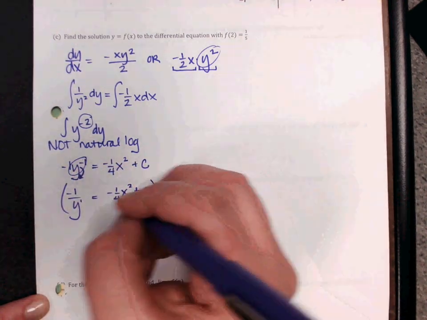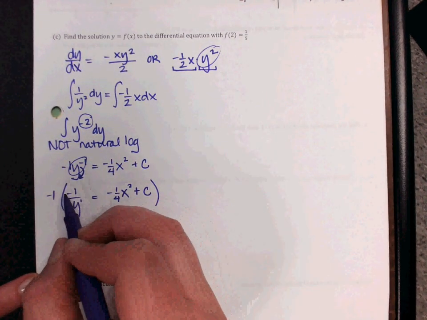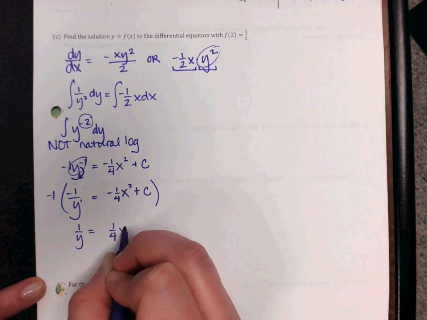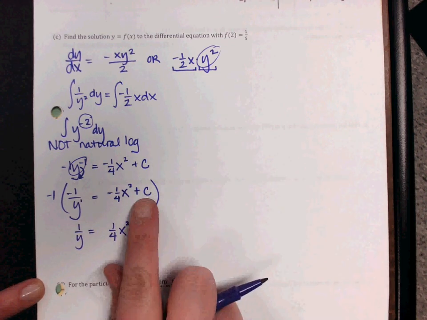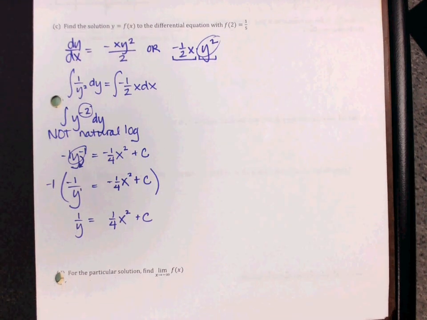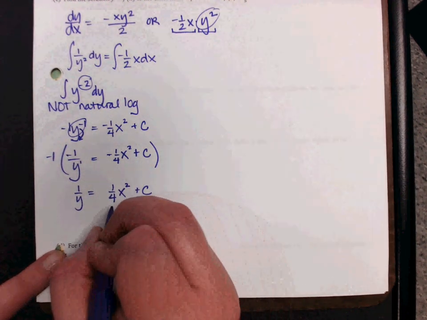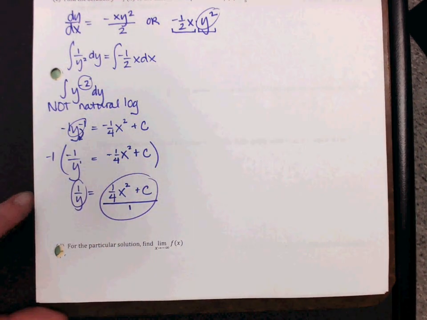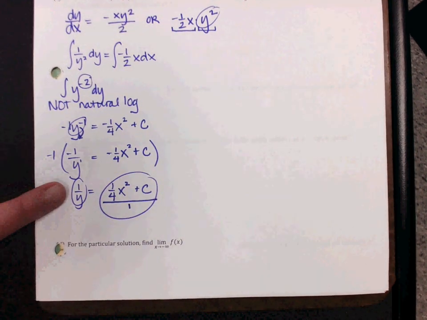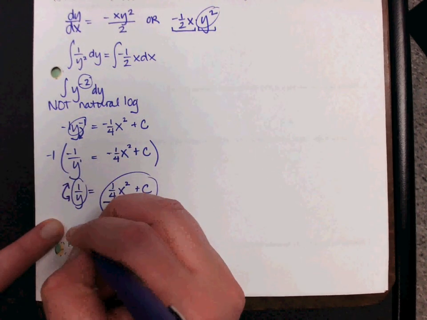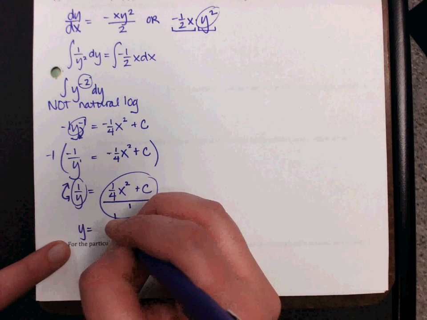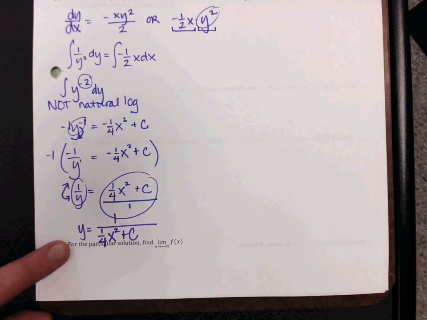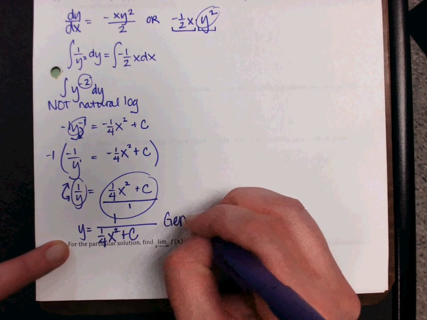Well, the next step, I'm going to multiply by negative 1. That's going to cross out my negative here and here. So now I have 1 over y equals 1/4 x squared. Now remember, technically this is a minus c now, but we don't really care because we didn't know what c was anyway. Then from there, I'm going to think about this whole side as a fraction. And then remember, as long as I flip both sides, I'm allowed to do that as a step for solving. So my 1 over y, I'm going to flip to be y equals. And then on the other side, I'm going to have 1 over 1/4 x squared plus c. That would be your general solution.